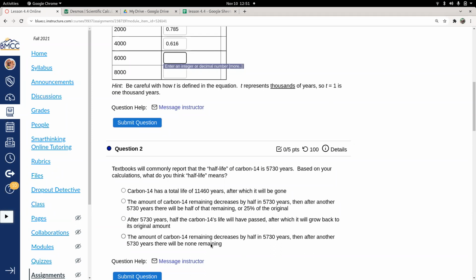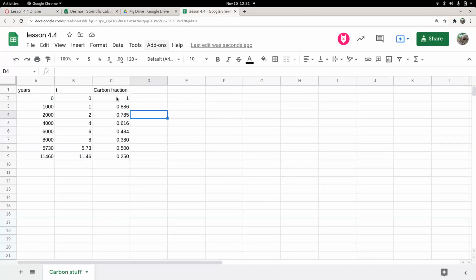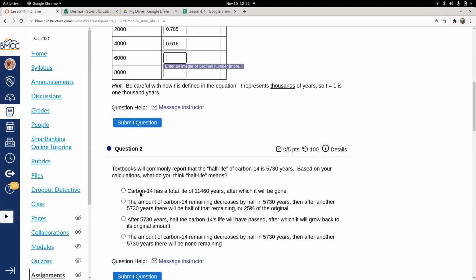All right, so let's troubleshoot this. My first one says carbon-14 has a total life of 11,460 years. And I went to my spreadsheet to play with that, and no, it's still got some life left. There's still some carbon-14 hanging out there. It ain't all gone. So my spreadsheet says, no, that one's out.